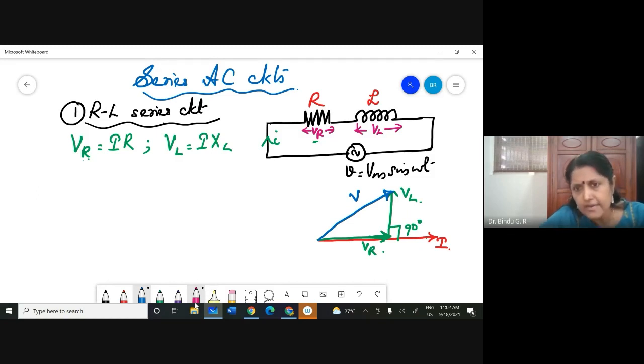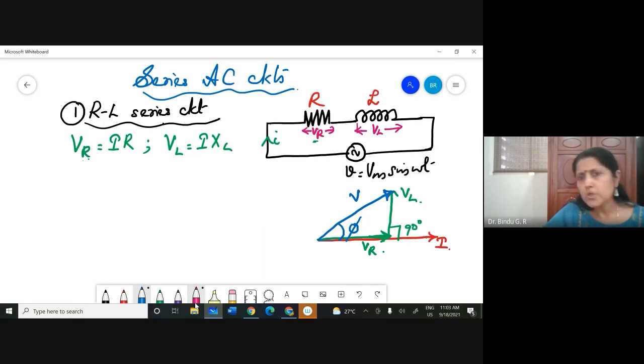And that V will be leading the current through the circuit by an angle theta or phi. I'll explain that once again. Now, in this case, it is a series circuit. I am taking current I as a common current because it's a series circuit. Current I is common to both the resistance and the inductance connected in series. So I take I as the base or the reference vector.